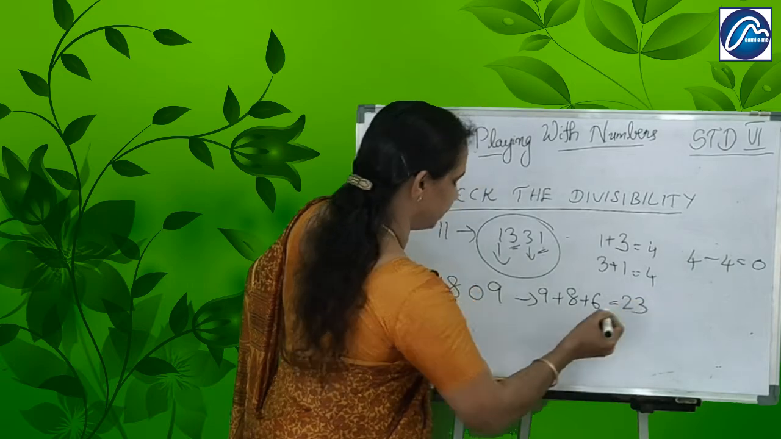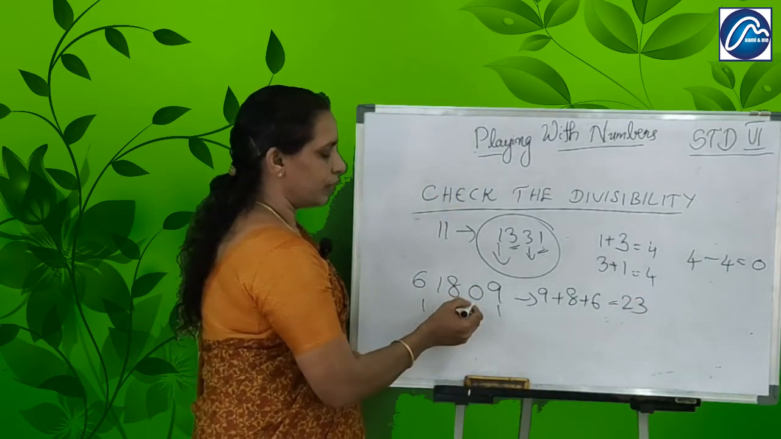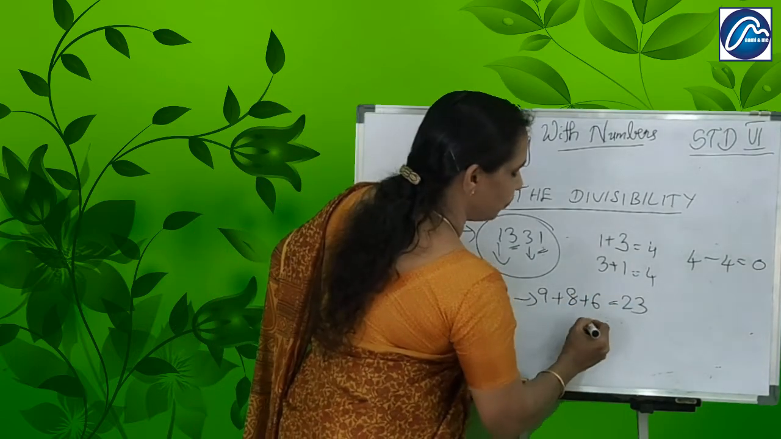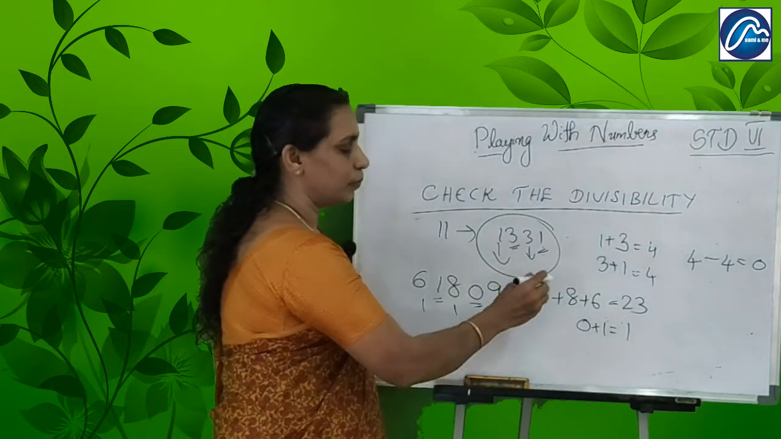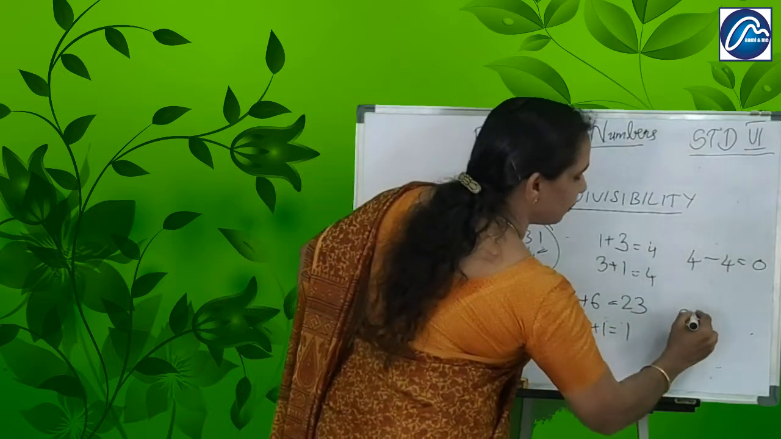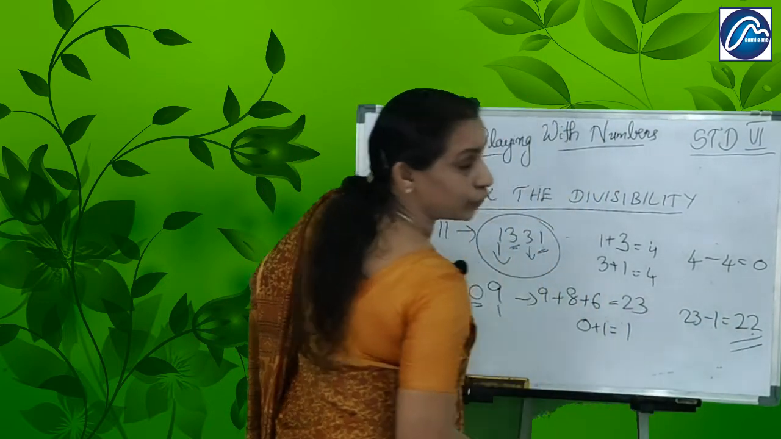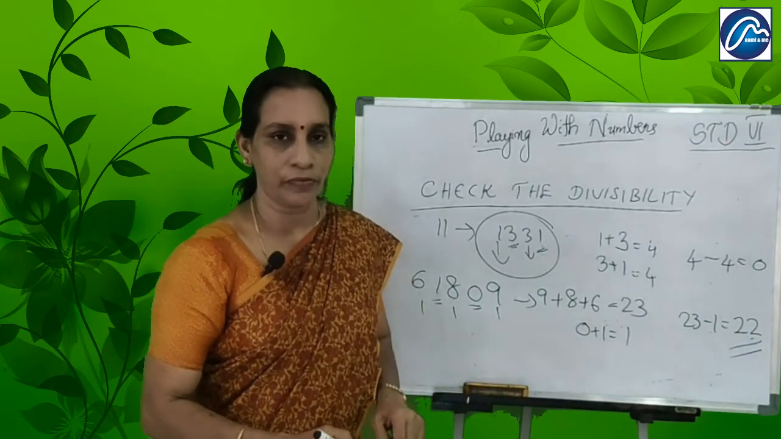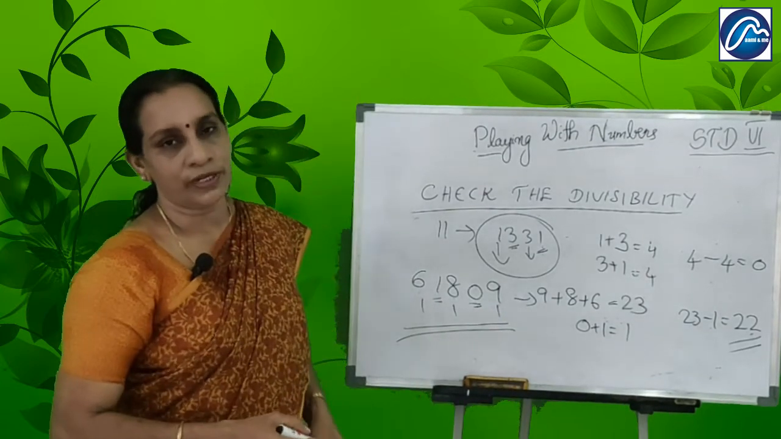23. These are odd places, first, third, fifth. And these are even places, 0 and 1. 0 plus 1, 1. Okay? 0 plus 1, 1. Then you subtract these numbers. 22. 22 is a multiple of 11. So, this number is also a multiple of 11.